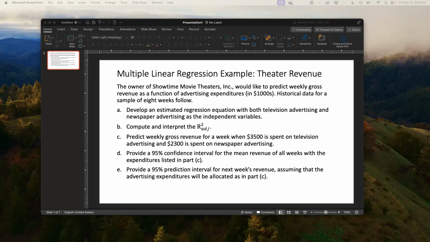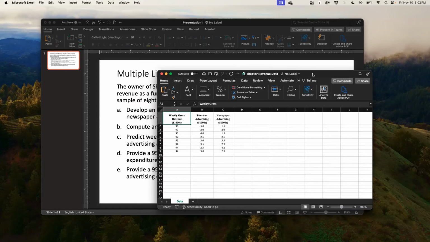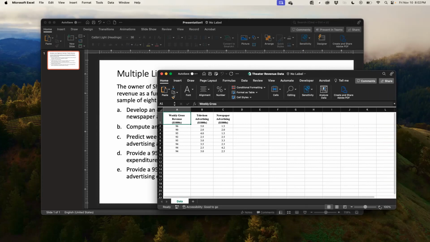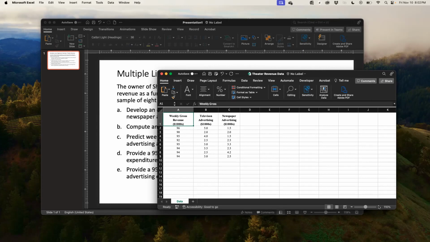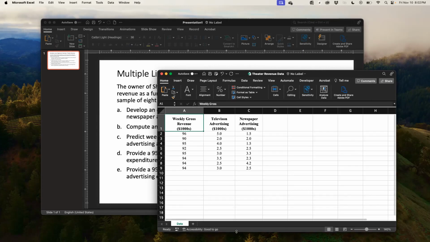Okay, so the first thing is we want to take a look at the data. And this is our data set here, and you can see how it looks. I'm just going to expand this and make it larger. So we have weekly revenue, which is what we're trying to predict. So basically this would be our dependent or target variable or response variable or output. That's what weekly gross revenue is going to be.